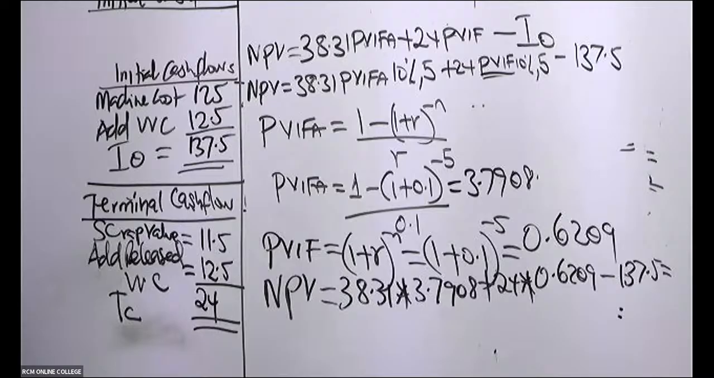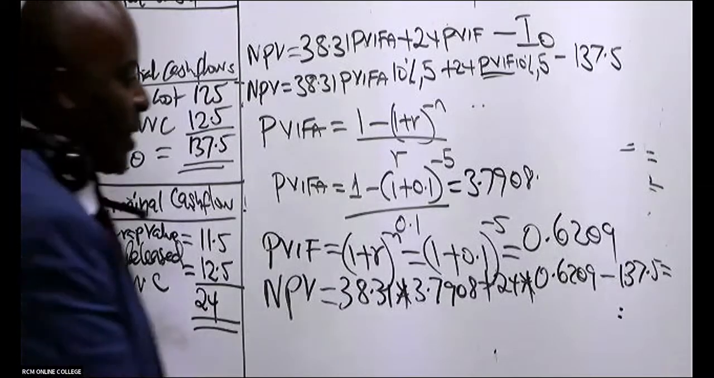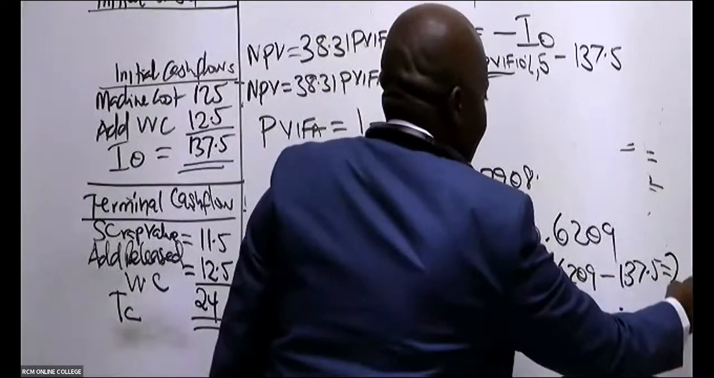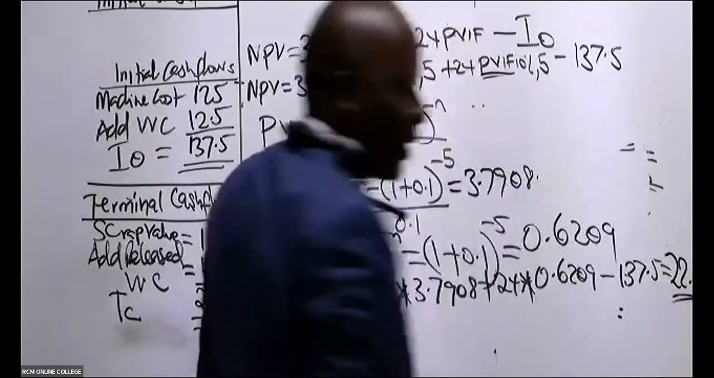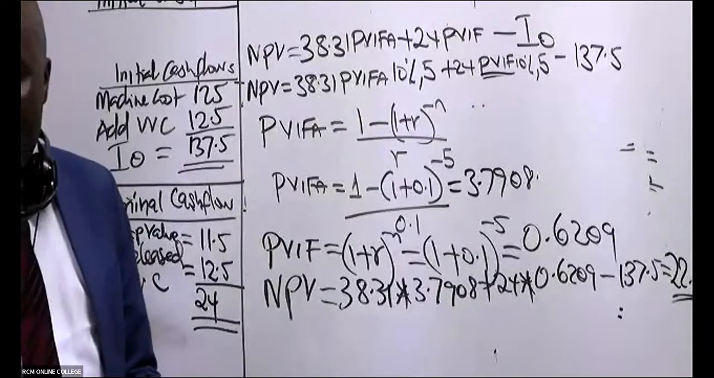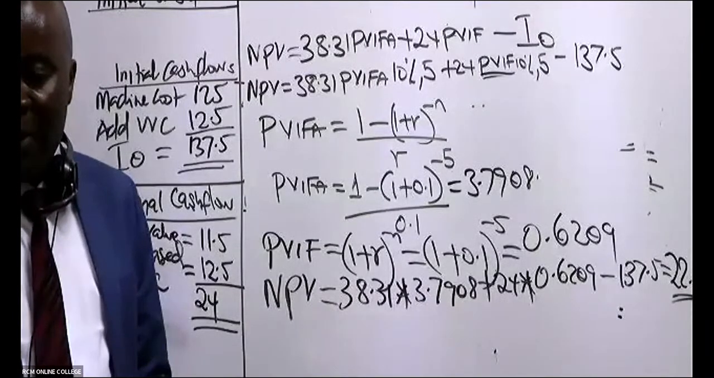So what answer are we getting at the end of the day? 22.6. 22.6 something, isn't it? So all of you will be losing 1 mark.